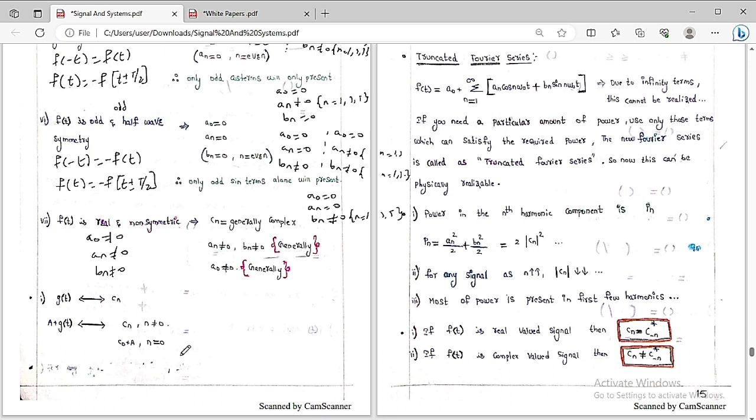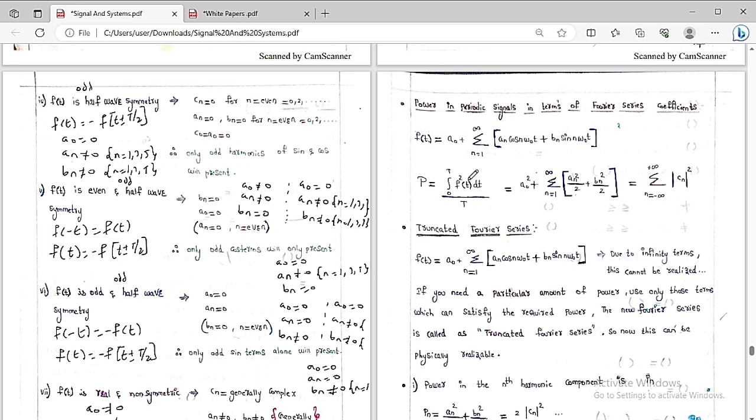Only the constant part is going to get added. Only the constant Fourier series coefficient is going to get added, and the remaining things will never get changed. So for this signal, the Fourier series coefficient is Cn for n not equal to 0, and is equal to c naught plus a for n equal to 0. So this point you have to keep in your mind.